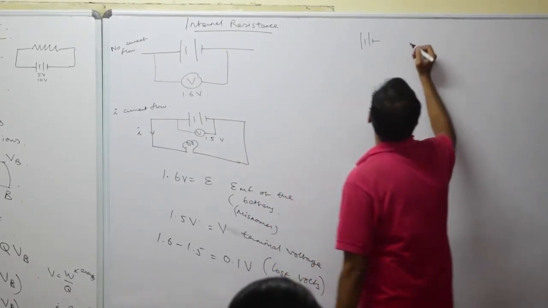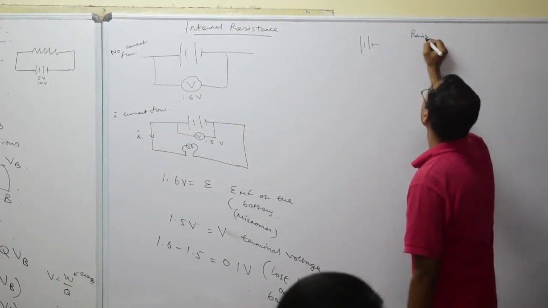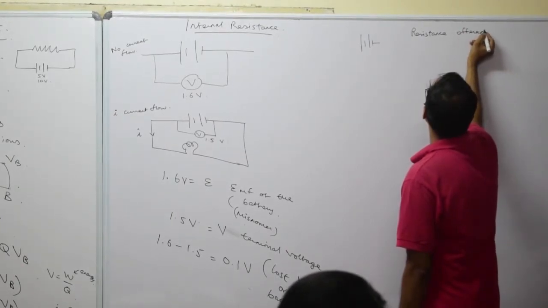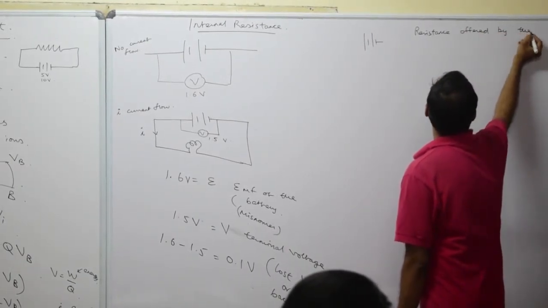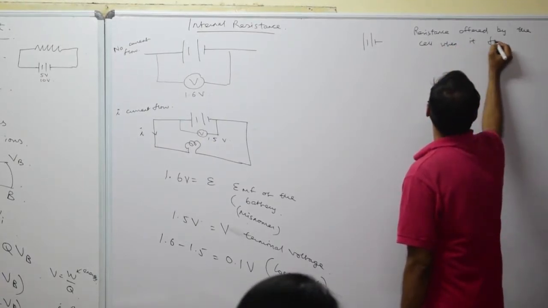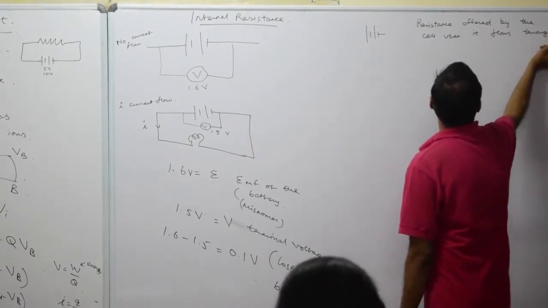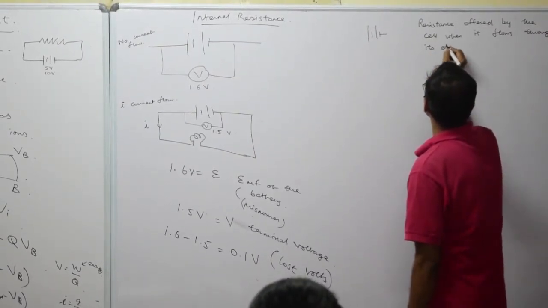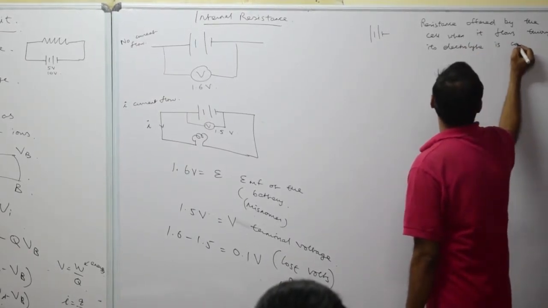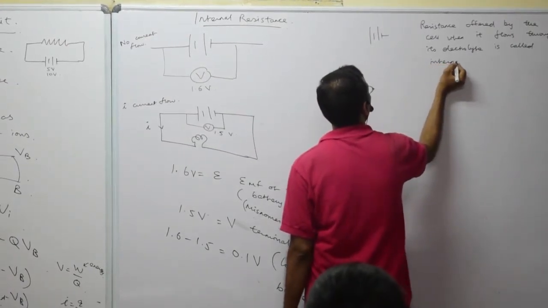So take it down. Resistance offered by the cell when it flows through its electrolyte is called internal resistance.